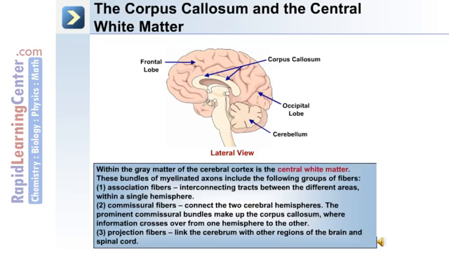And number 3, the projection fibers. These link the cerebrum with other regions of the brain and the spinal cord.